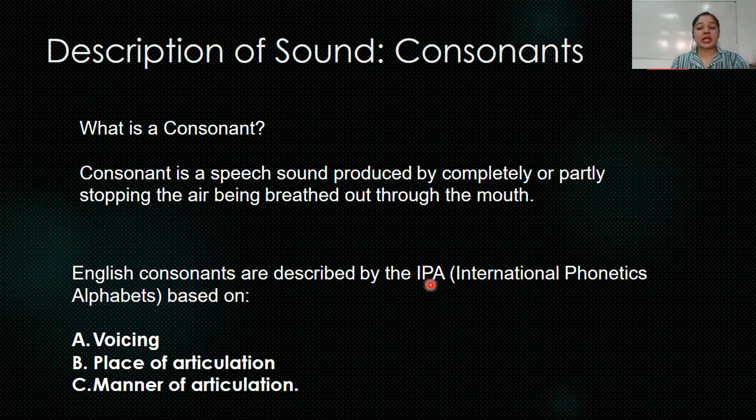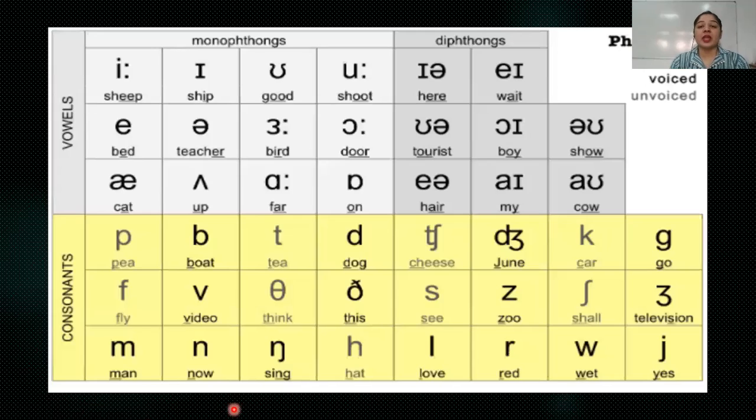English consonants are described by IPA based on voicing, place of articulation, and manner of articulation. We'll discuss them one by one. First of all, I'll start with the same chart which I discussed while discussing vowels. In this chart, we'll focus particularly on consonants. I'll tell you the sound and symbol of each letter.